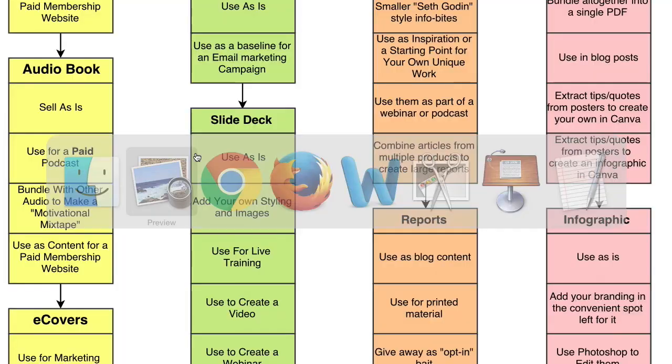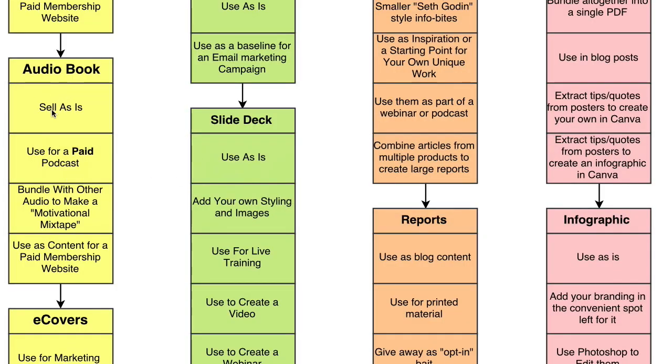So what we're saying here with our flowchart is that with the audiobook, you can simply sell it as is. You could bundle it with the ebook as well. So you can see that's the third one here. Oh no, that's a different one. You can use it for a paid podcast.